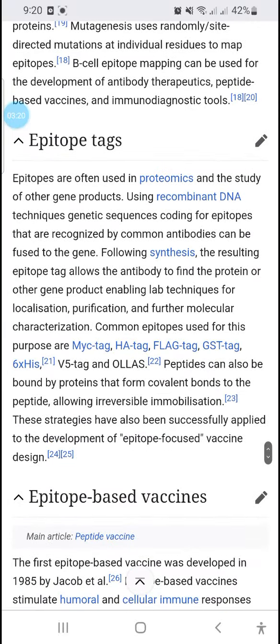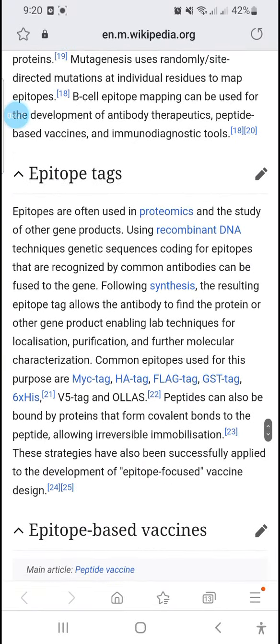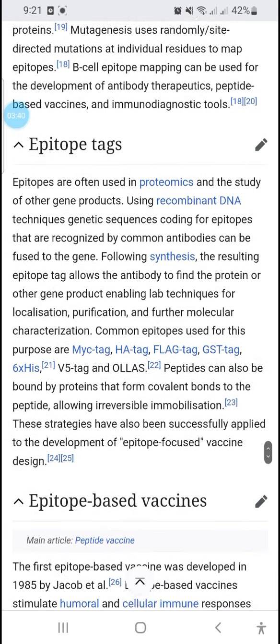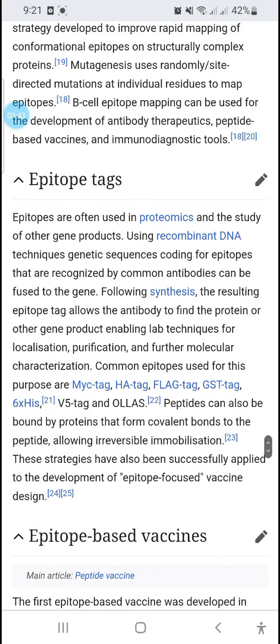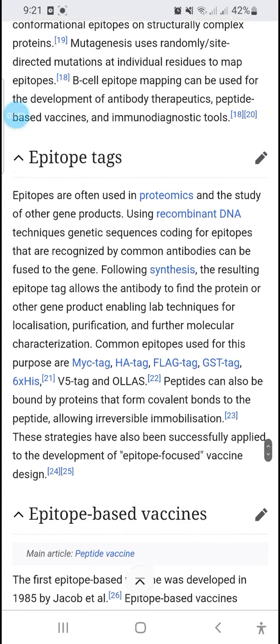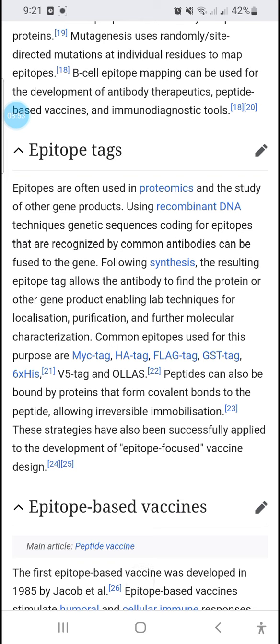Next, epitope tags. Epitopes are often used in proteomics and the study of other gene products. Using recombinant DNA technologies, genetic sequences coding for epitopes that are recognized by common antibodies can be fused to the gene. Following synthesis, the resulting epitope tag allows the antibody to find the protein or other gene product, enabling lab techniques for localization, purification, and further molecular characterization.